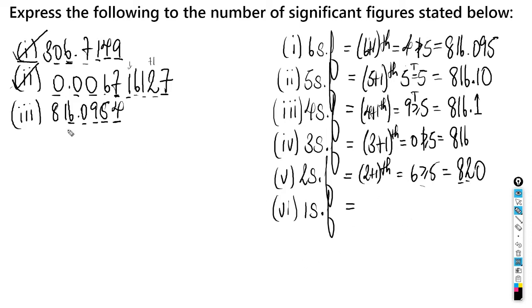And the last one we're going to look at is the 1, right? The 1 plus 1th place, which is the 2nd place, which is the 1 there. And 1 is not greater than or equal to 5. So we're going to end up with 800, okay? One significant figure.